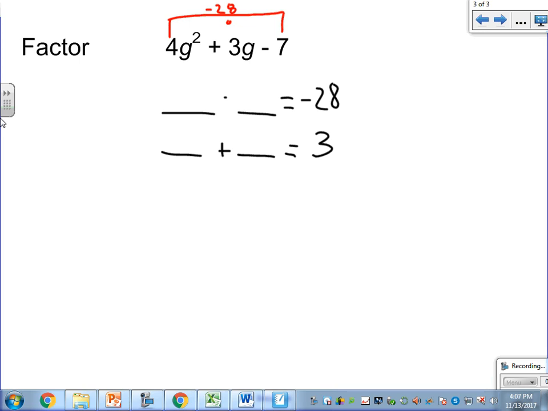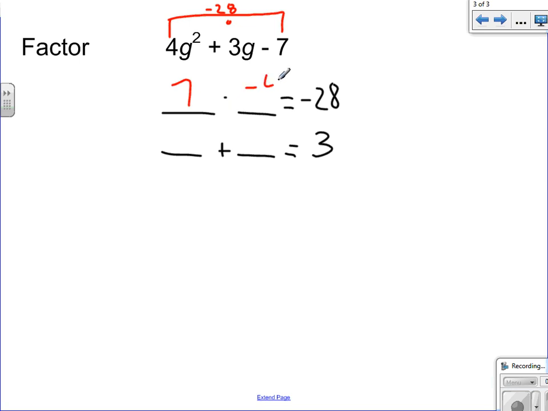The two numbers that make the magic happen, what are they? If you said 7 and negative 4, give yourself a cookie, because that's correct. Nice job.